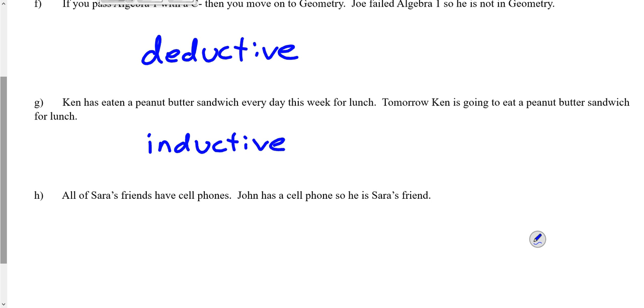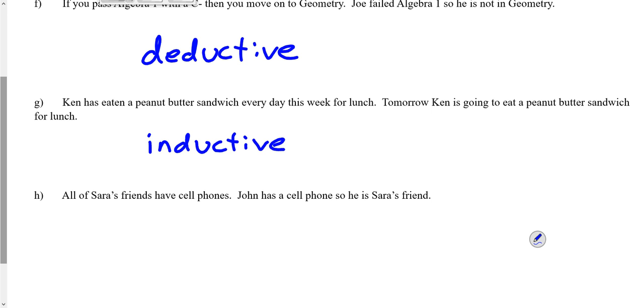All of Sarah's friends have cell phones. So we know all of Sarah's friends have cell phones. Does that mean every person that has a cell phone is Sarah's friend? No. John does have a cell phone, but that doesn't mean he's Sarah's friend. We just know that all of Sarah's friends, whoever they are, do have cell phones.